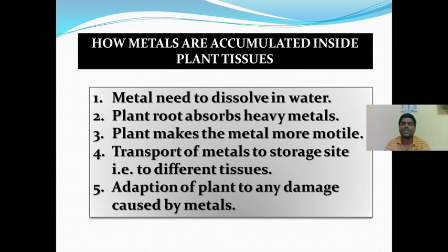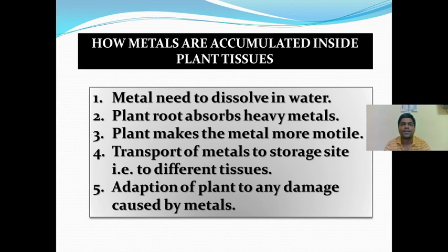Phytoextraction or phytoaccumulation absorbs heavy metals, pollutants or contaminants from soil along with water and translocates them to different plant parts such as stem, leaf, inflorescence, flowers, fruits, twigs, branches, etc. So, whenever transport of metal is happening inside the plant, the metal is stored in different plant tissues. And the fifth one is adaptation of the plant to any damage caused by metals.